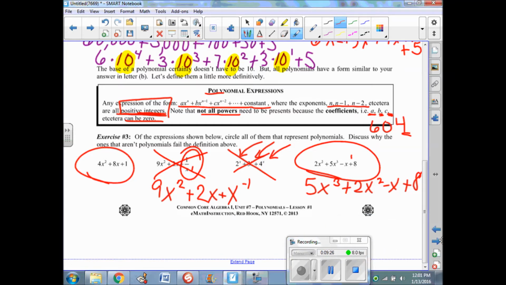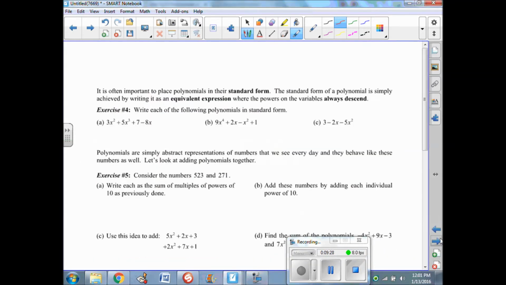So go ahead and let's flip the page. It's often important to place polynomials in standard form. Oh, look at that little foreshadowing there, and I didn't even realize it. The standard form of a polynomial is simply achieved by writing the expression where the powers of the variables always descend. Okay?